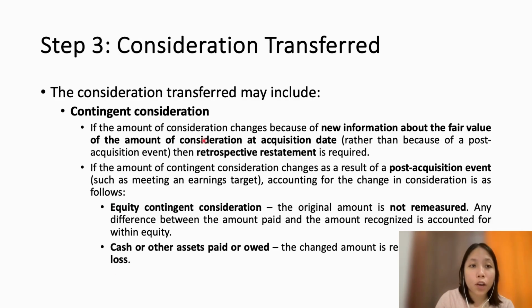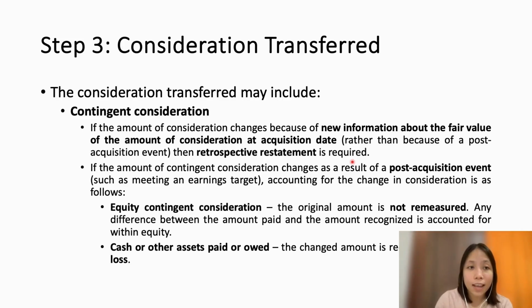If the amount of contingent consideration changes because of new information about the fair value of the amount of consideration at acquisition date, then retrospective restatement is required. This is when the information already existed on acquisition date, only that the acquirer obtained the information after the acquisition date. If this is the case, then retrospective restatement is required. By retrospective restatement, this means that goodwill will have to be adjusted.